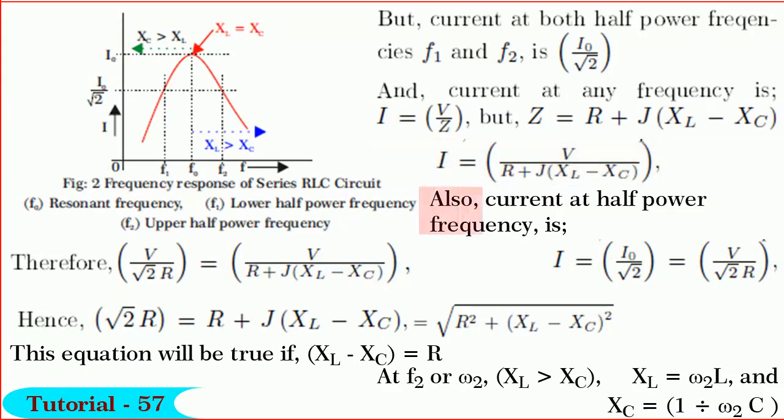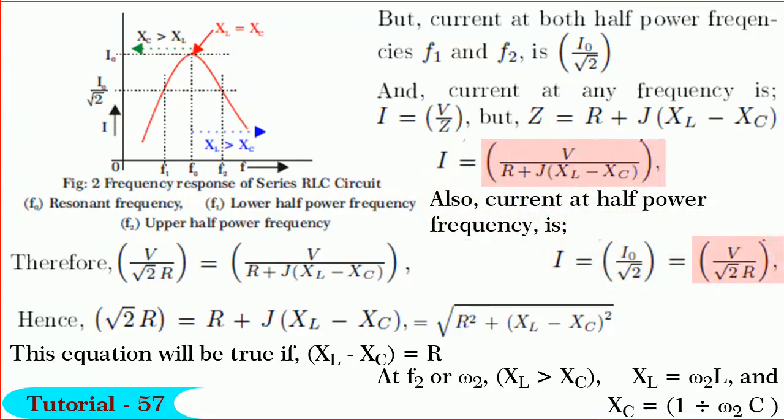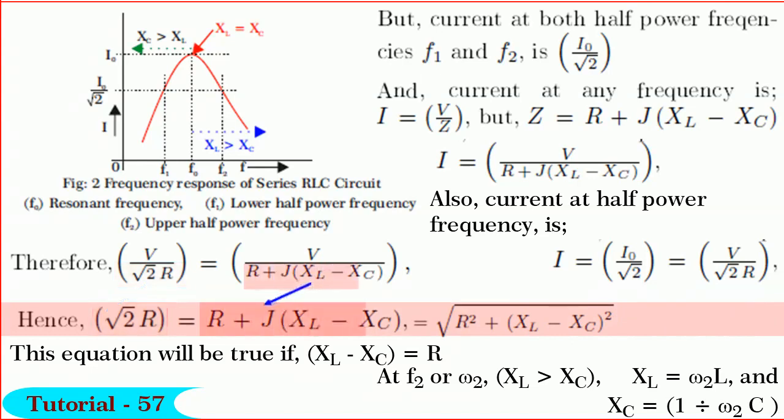Also, current at half power frequency I is equal to I0 by root 2. By substituting for I0 equal to V by R, we get I is equal to V divided by root 2 R. By equating the right hand sides of the equations for current I, we get V divided by root 2 R is equal to V divided by R plus j(XL minus XC). So, we get root 2 R is equal to R plus j(XL minus XC), and that is equal to the square root of R squared plus (XL minus XC) whole squared.